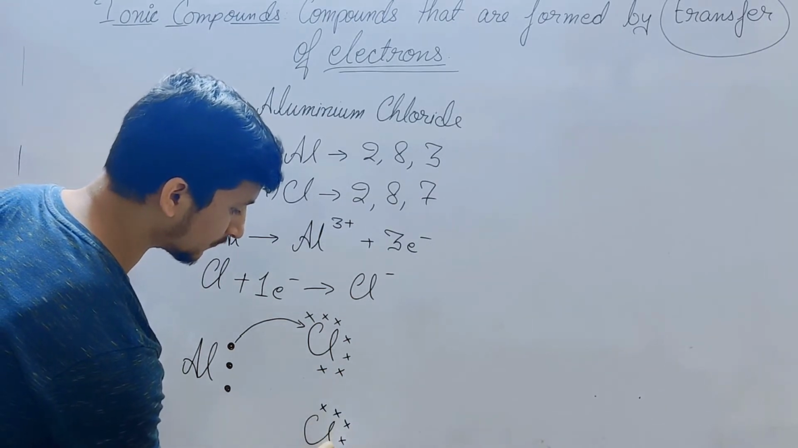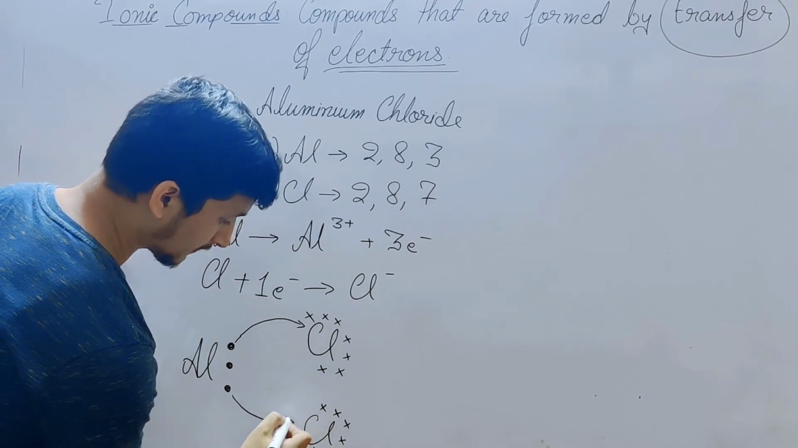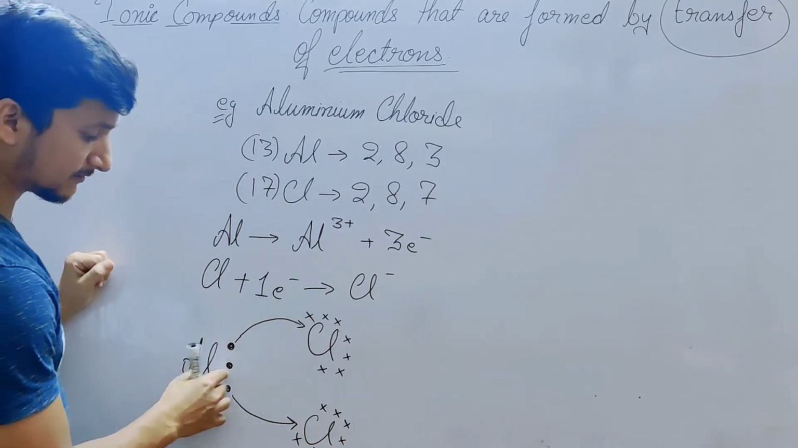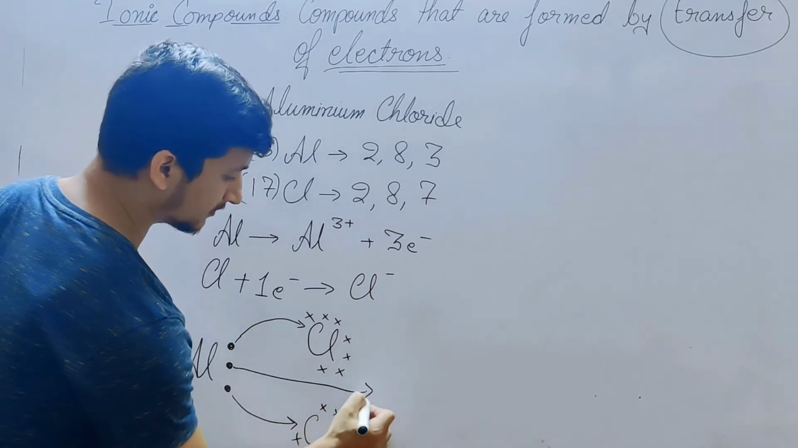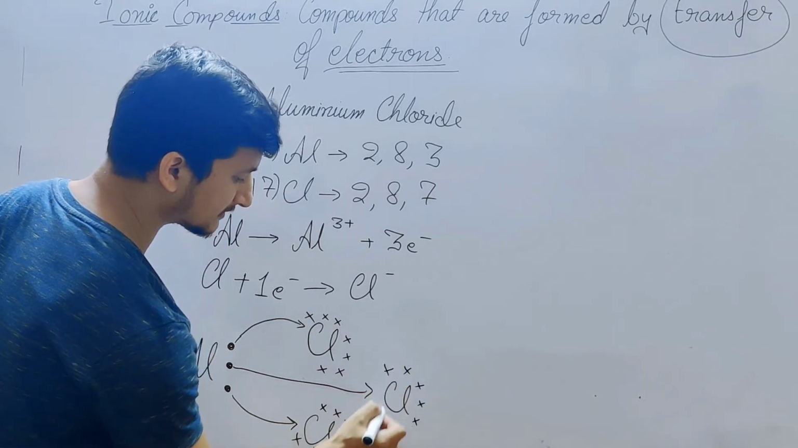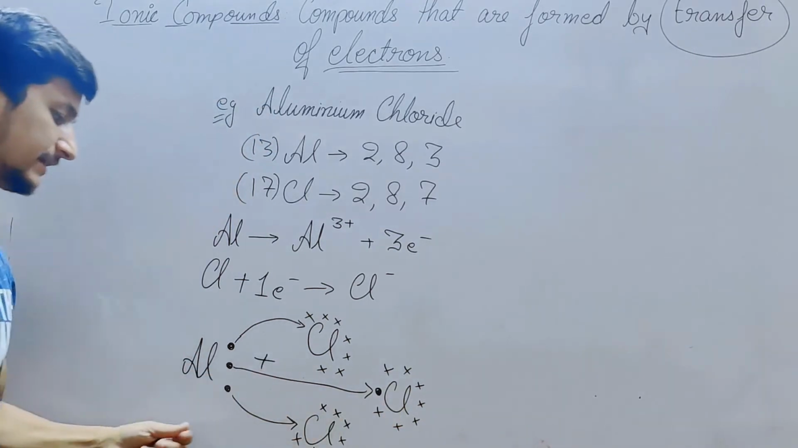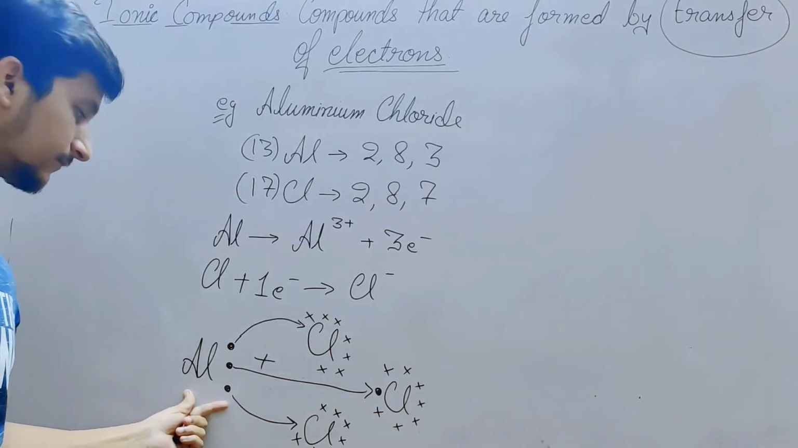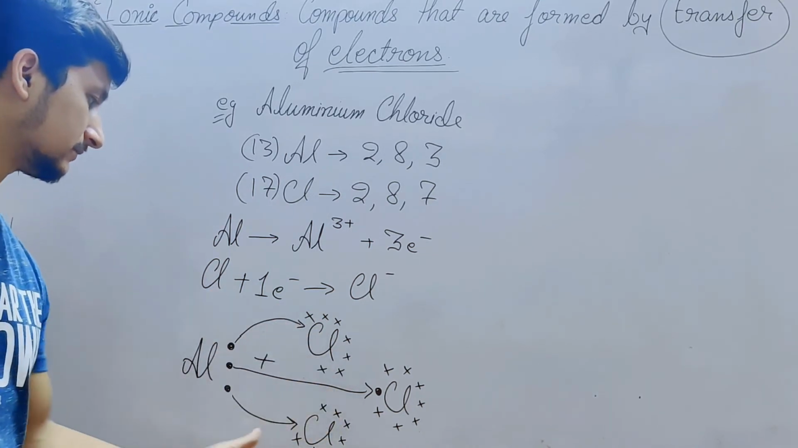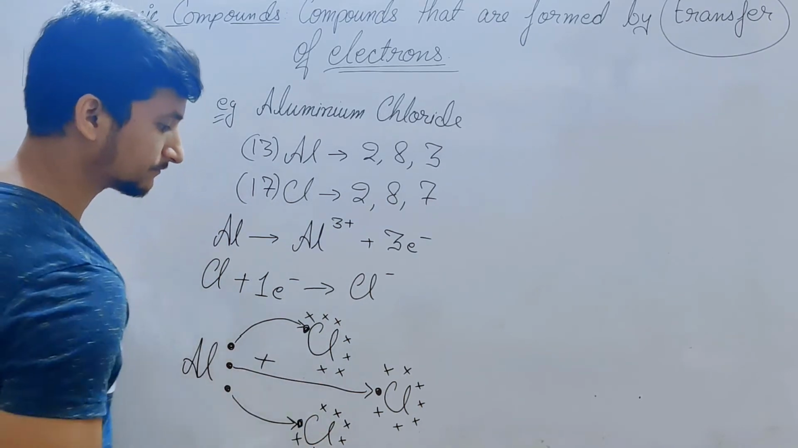1, 2, 3, 4, 5, 6, 7. So 1 more chlorine will get an electron from aluminium. Still 1 electron is left here, so it will be given to the third chlorine atom. 1, 2, 3, 4, 5, 6, 7. So 1 electron will go here. So in this way, what we see here is that 1 aluminium is donating its electron to 3 chlorine atoms. So all the 3 chlorine atoms are getting 1 electron from aluminium.